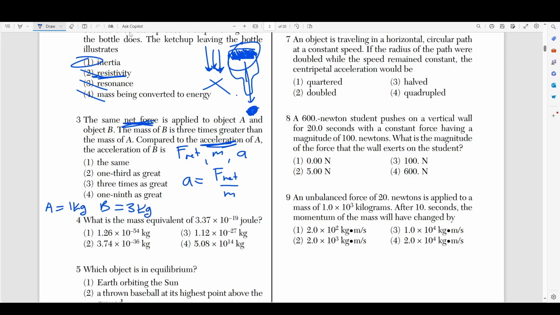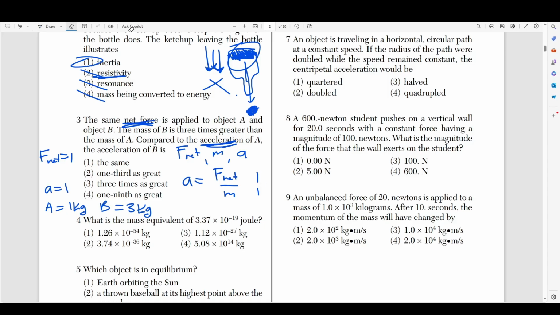That means that the mass of object B then has to be 3 kilograms. And if the same net force is applied to both of them, let's just say that the net force is 1 newton. Okay, so let's plug these fake numbers into our scenario. If a 1 newton net force is applied to object A that weighs 1 kilogram, our F net is 1 and our mass is 1, so our acceleration for A is 1.